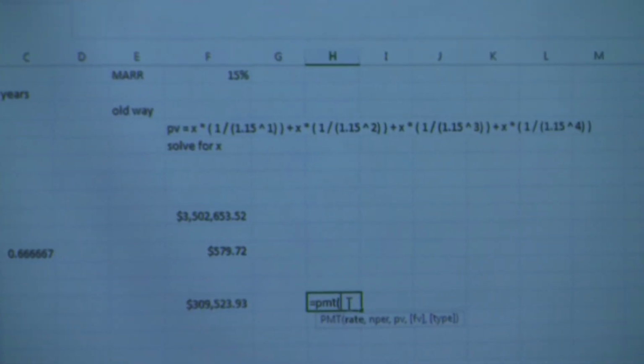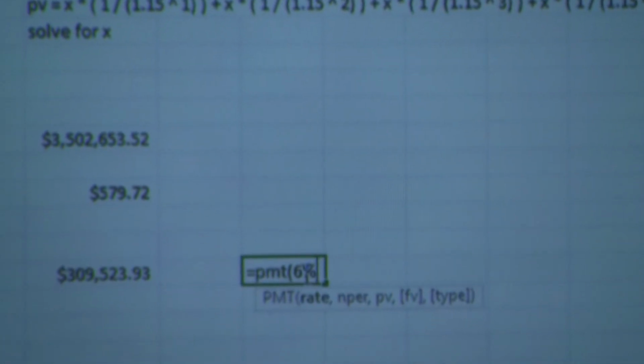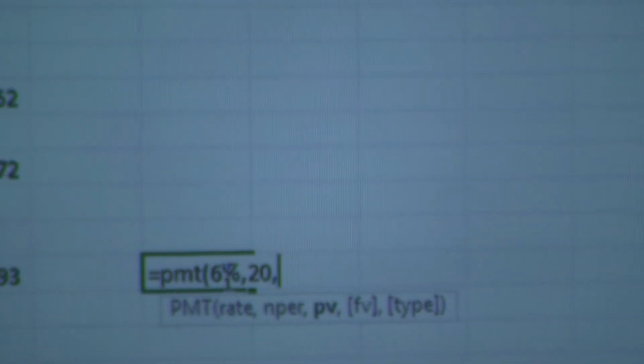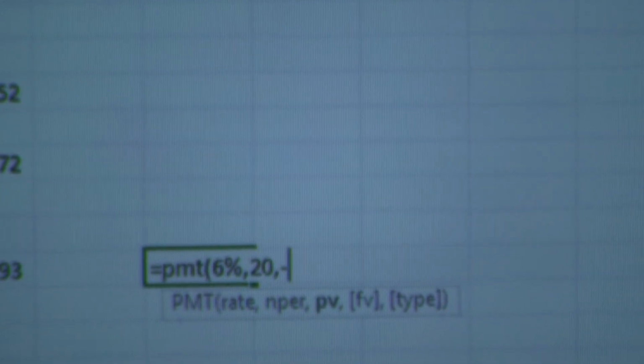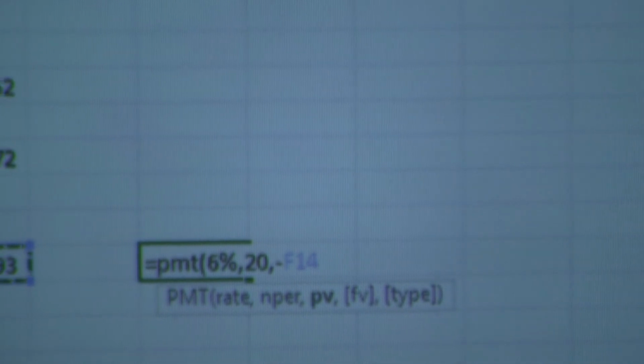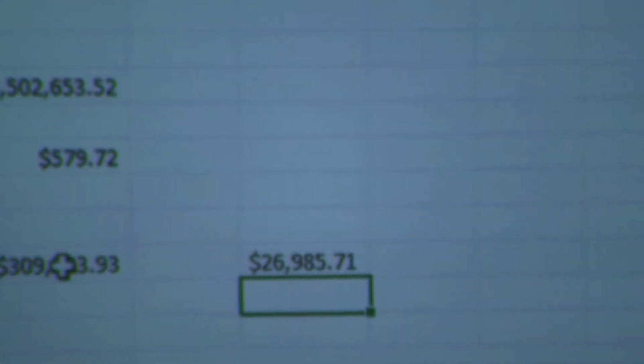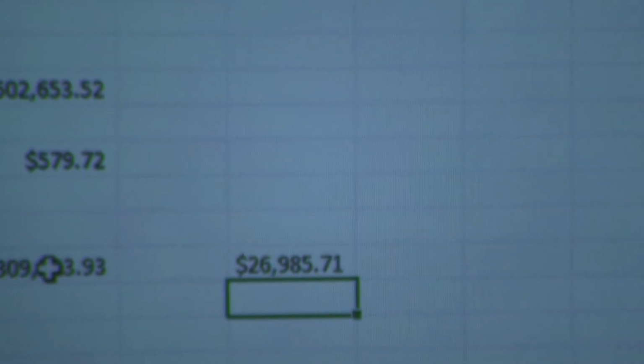So I want to know what's the payment value. Again, I think we said it's 6%, right? And it's going to be over 20 years. And my present value is the negative of that cell. That's my present value at 65. So I can withdraw $26,000, almost $27,000 a year.